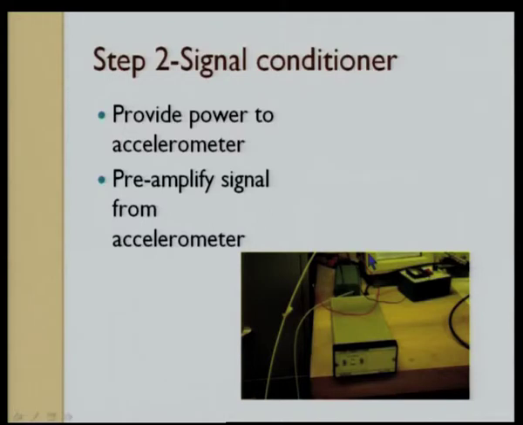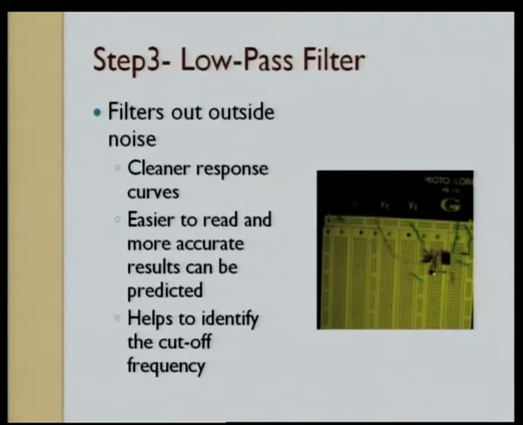Then the measured accelerometer signal has to be pre-amplified, so it is sent to a signal conditioner. A signal conditioner is shown here. We provide the power to the accelerometer, which helps to pre-amplify the signal, because that is required in order to get reasonable responses. Then the output from this conditioner is sent to a low pass filter.